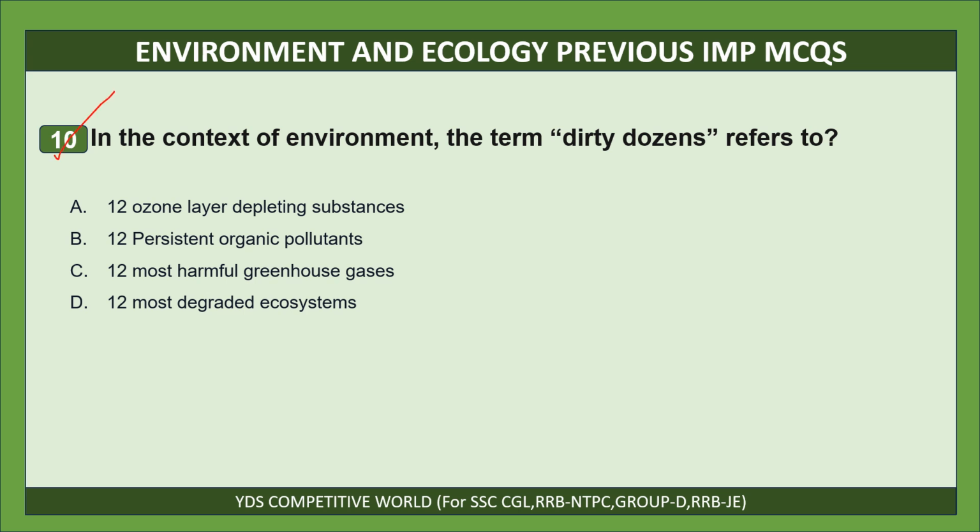10th question. In the context of environment, the term dirty dozens refers to: Option A, 12 ozone layer depleting substances. Option B, 12 persistent organic pollutants. Option C, 12 most harmful greenhouse gases. Option D, 12 most degraded ecosystems.